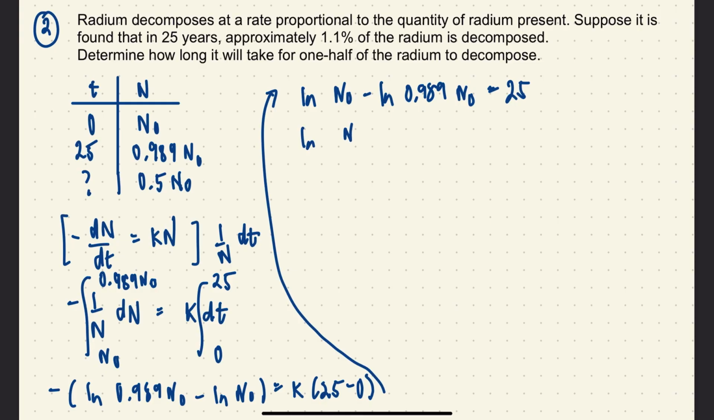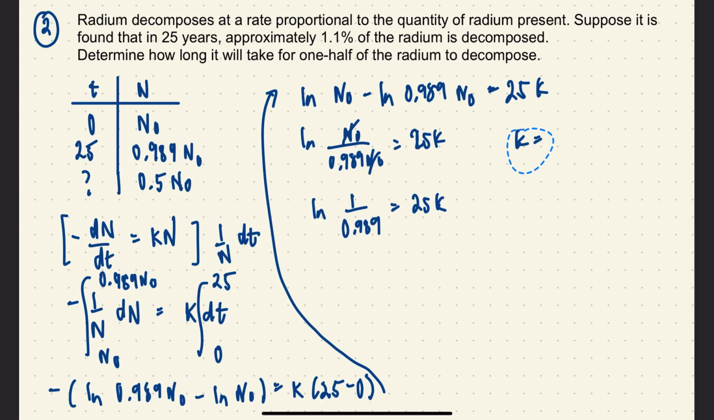Rearranging, ln of N0 over 0.989 N0 is equal to 25k. Cancelling N0, you get ln of 1 over 0.989 is equal to 25k. Your value of k becomes 1 over 25 times ln of 1 over 0.989.